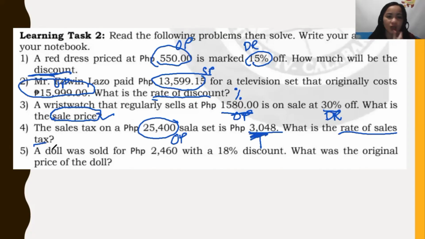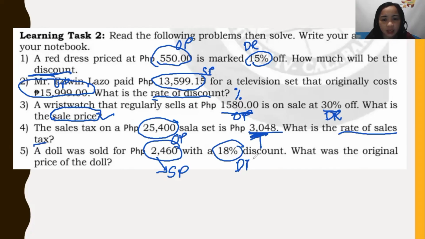Number 5, a doll was sold for 2,460 pesos at 18% discount. What was the original price of the doll? Ngayon naman, ito na yung nabawasan, which is the sale price. Ito naman yung rate of discount or discount rate. Ang tinatanong ay original price natin.